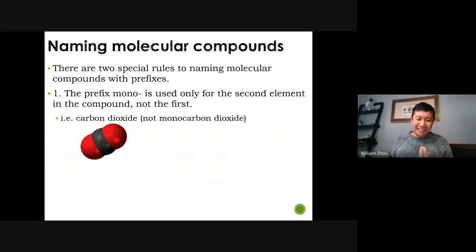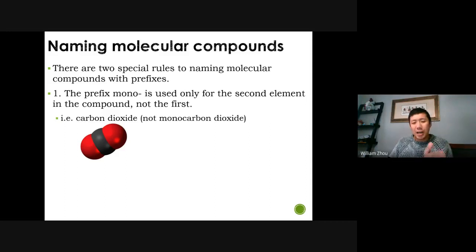But the prefixes have special rules. Yeah, I know, this sucks. If you have one of something, you don't actually say it if it's the first element. Like carbon dioxide, CO2, there's one carbon. You don't say monocarbon dioxide. Okay, that's kind of redundant. You don't have to say it. Just carbon is fine. If you just say carbon, we assume it's 1. Just like in math class, 1x, you don't have to write 1. It's just x. You see what I mean?